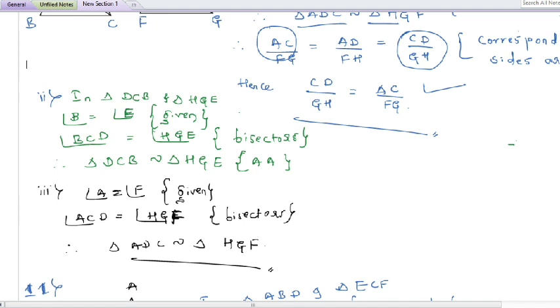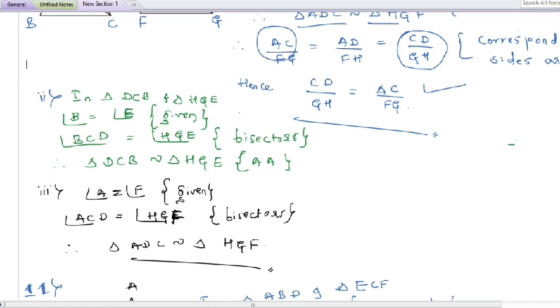In these two triangles, ADC and HGF, angle A is equal to angle F, and also the bisector angles are equal. If these two angles are equal, then these two triangles are similar triangles.